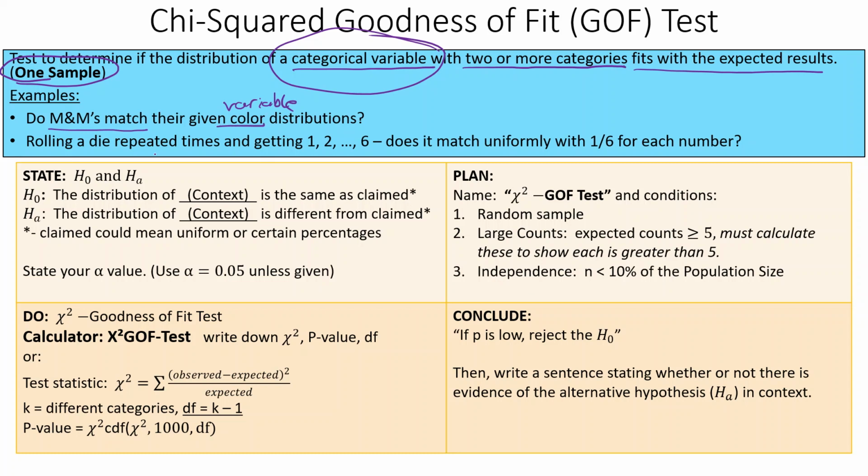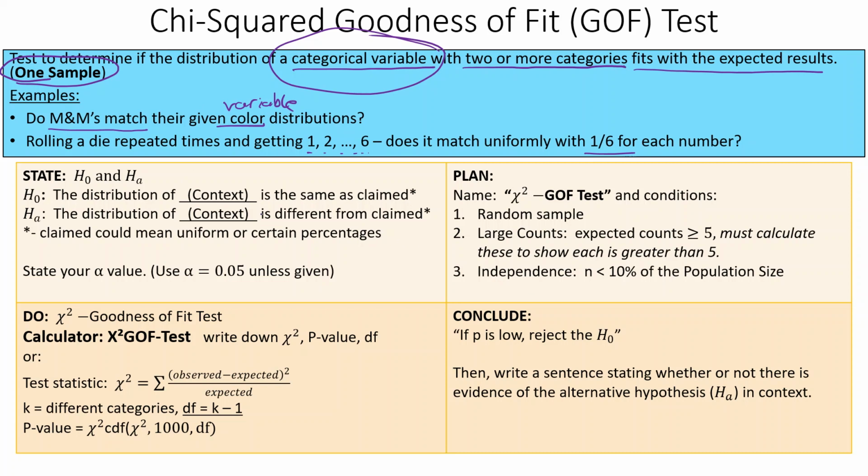All right, so one variable there. Like rolling a die a repeated number of times, however many times you do it would be your sample size. And getting 1, 2, 3, 4, 5, and 6, how many times you got each one, we would think it would be 1/6 for each number. M&Ms actually tells you what the color distribution is if you look it up. It's online, it's available. But anyway, those are 2 examples of when we do a chi-squared test.